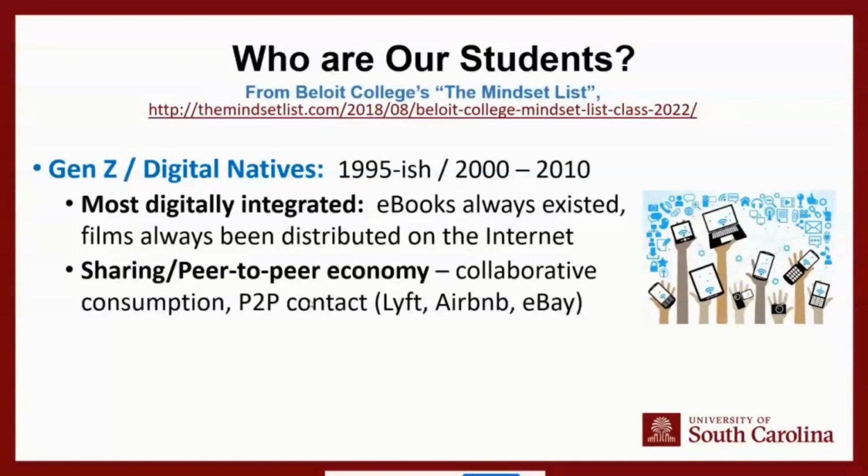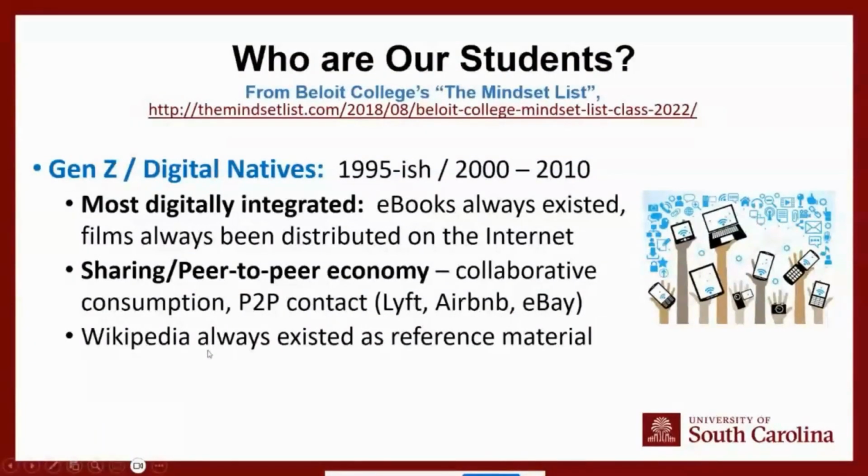You have always had what we call a peer-to-peer economy, sharing economy, where you have this collaborative consumption. You have other people helping you, giving you lifts, Airbnb, eBay, where it's not a company, it's actually another person, which I think is really cool. Wikipedia is the Encyclopedia Britannica. It has always existed. It has always been a reference material that has been used, relied on.